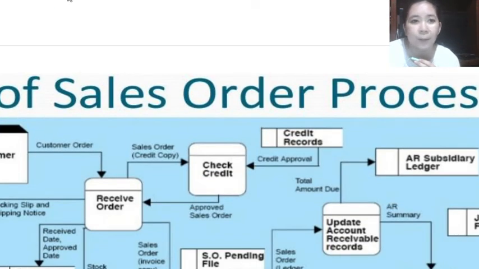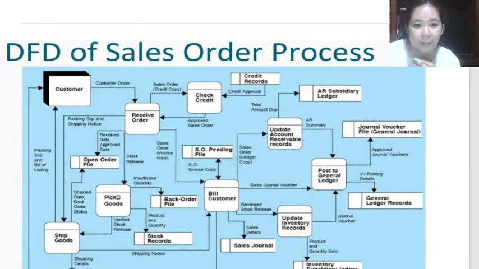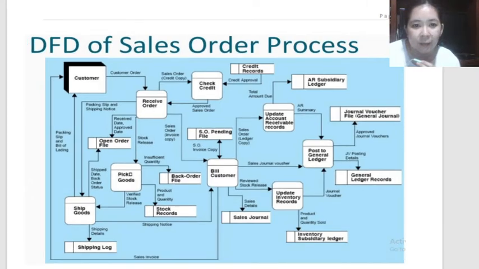Okay, so we have here an example of the data flow diagram of a sales order process. Basically, this data flow diagram illustrates how the sales order process takes place in the entity. For example, in this diagram, we will start from the customer. They will be placing the order.